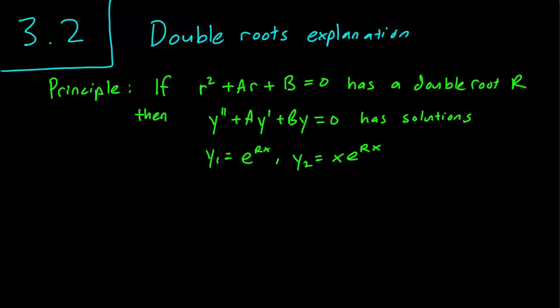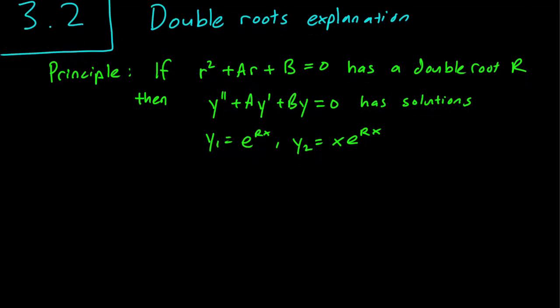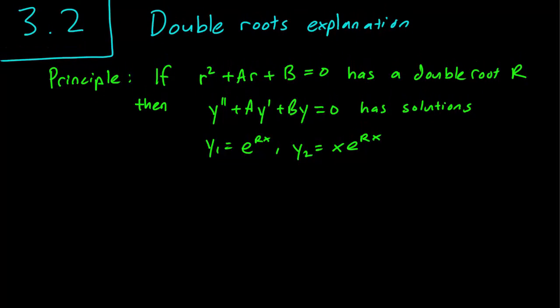The first solution just comes from making the substitution, and that should be very familiar to you. If you don't understand why we have this first solution, e^(rx), please let me know. The second solution is a bit mysterious, and I just want to explain where this comes from. This really comes from looking at what happens when we have a double root. What happens when a polynomial has a double root? Let's call this polynomial P(r).